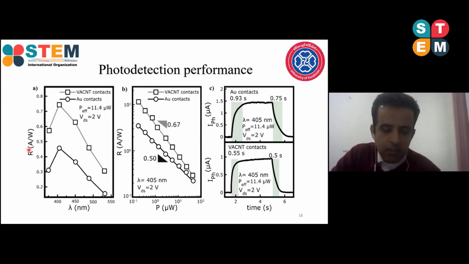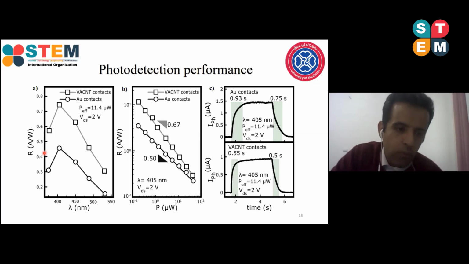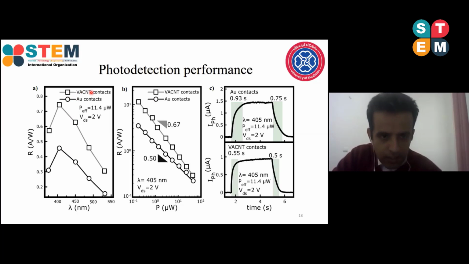Those important parameters are responsivity and response time. So we conduct our test for achieving these two parameters. Responsivity versus wavelength for both devices, vertically aligned carbon nanotube contacts and also sensor with IU contacts, shows that in the case of carbon nanotube, we get higher responsivity, and the peak around 400 nanometers. It refers that we have a higher photoresponsivity around here.